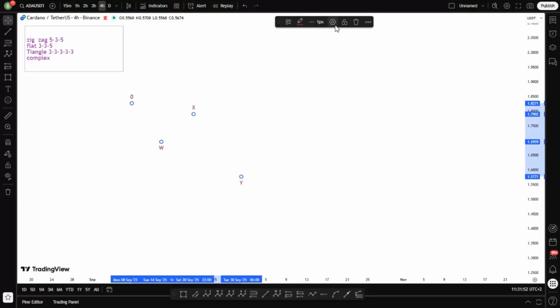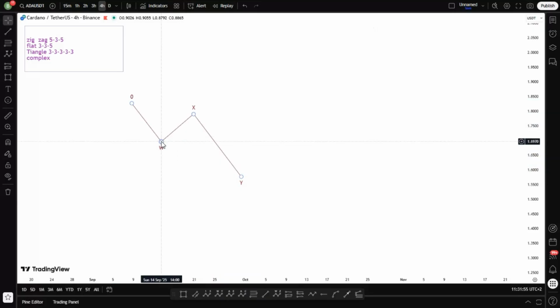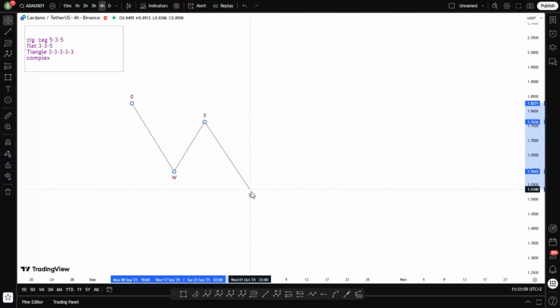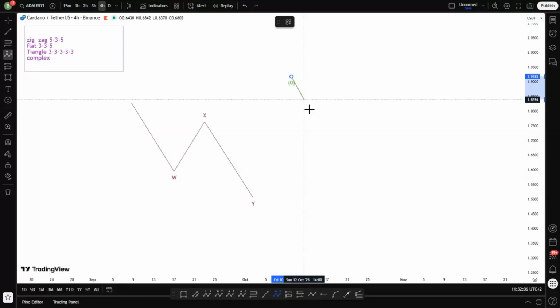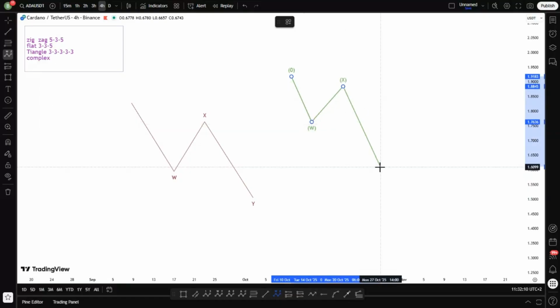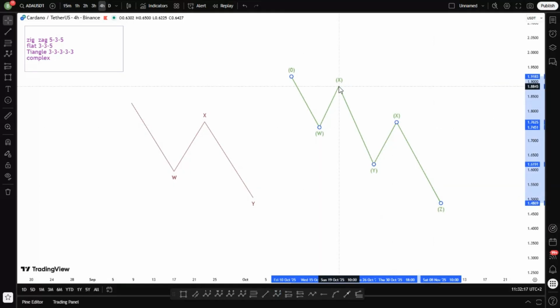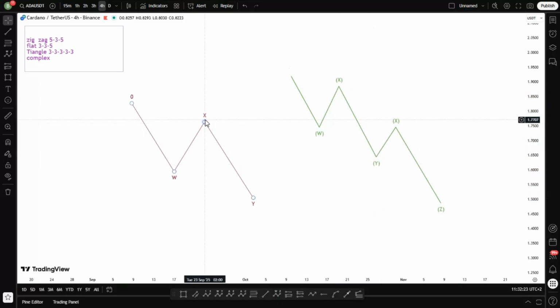This is the first one. We have two types of complex corrections actually, WXY, and then we have WXYXZ. Yes, these are the two types of complex corrections that we have in the Elliott Wave content.